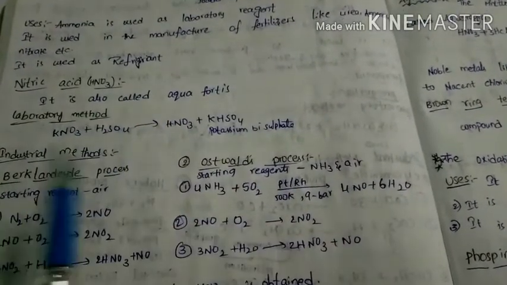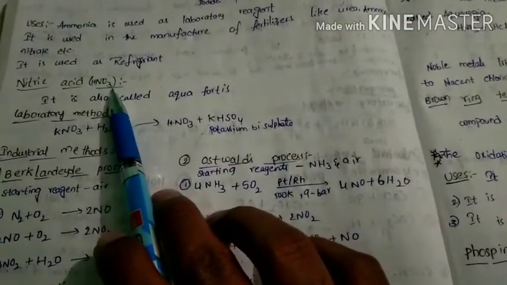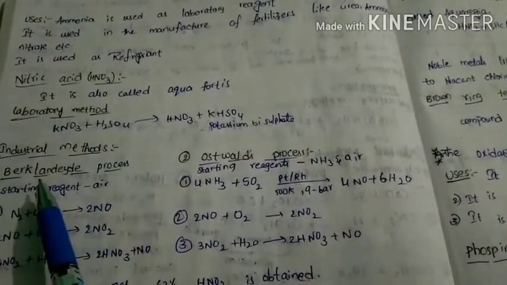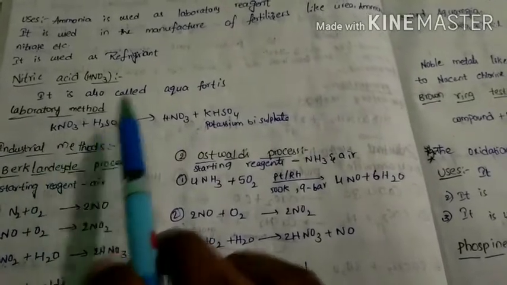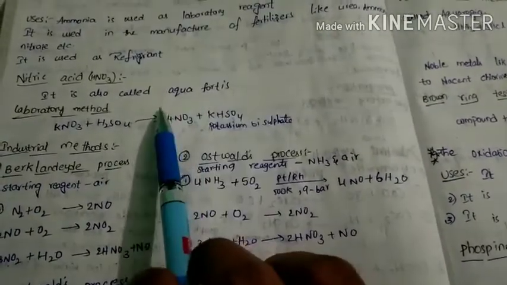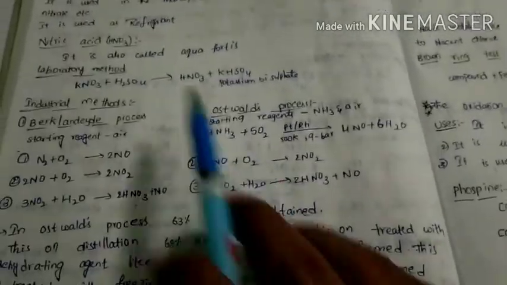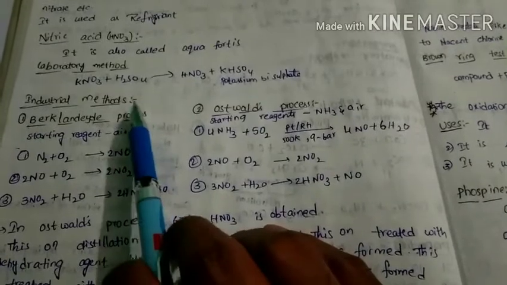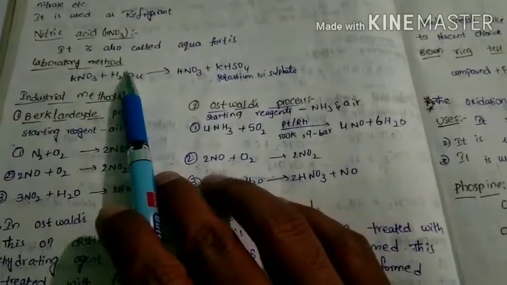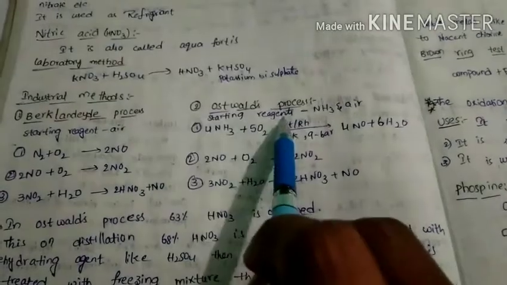Next, preparation of nitric acid. Its formula is HNO3. It is also called aqua fortis. One more name for HNO3 is aqua fortis. Here two methods are there, like ammonia. One is the laboratory method and one more is Ostwald's process.